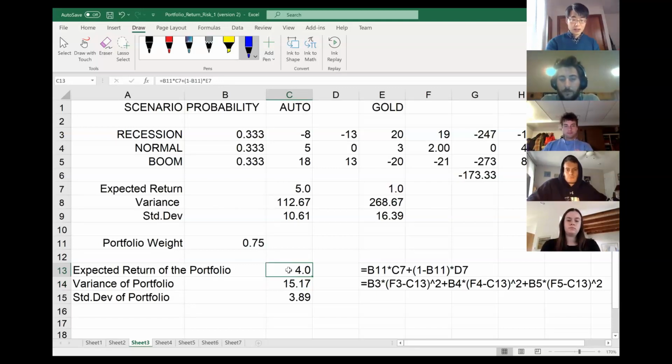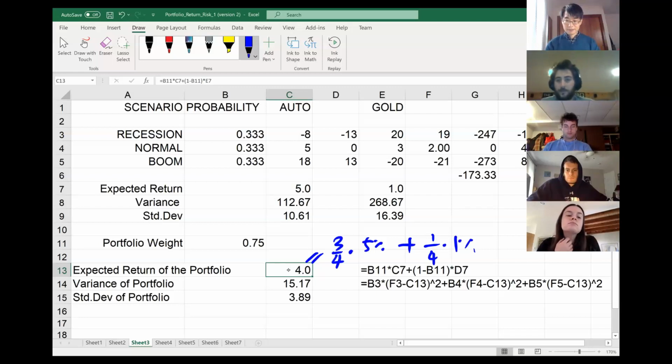So it's basically 3/4 times 5% plus 1/4 times 1%. Okay, so to summarize, when you have a portfolio, the rate of return of your portfolio is equal to the weighted average of the rate of return of each asset in your portfolio.